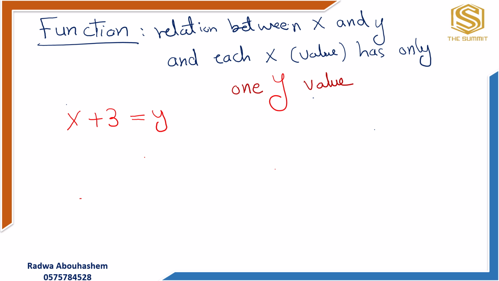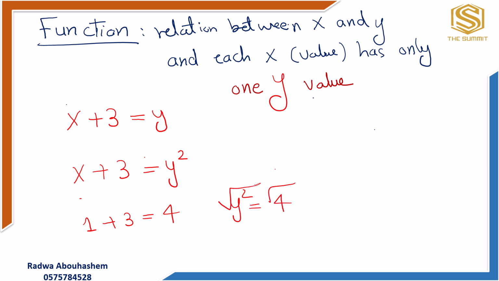But what about this one? x plus 3 equals y squared. Let me try here. If I put x as 1, so 1 plus 3 equals 4, right? So this means that y squared equals 4. Now I need the y. If I take the square root, it gives me that y may be positive or negative 2. Now here we have two values for y. So one x has two values. So this is not a function. But this is a function.